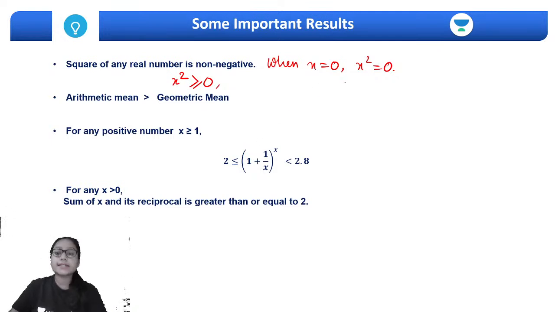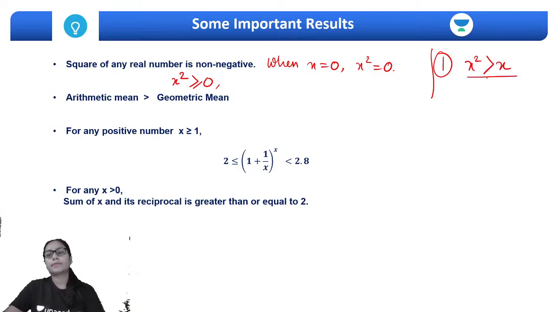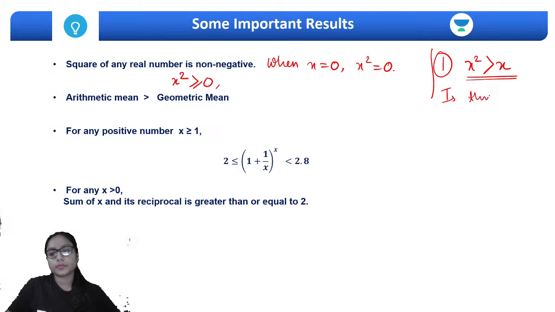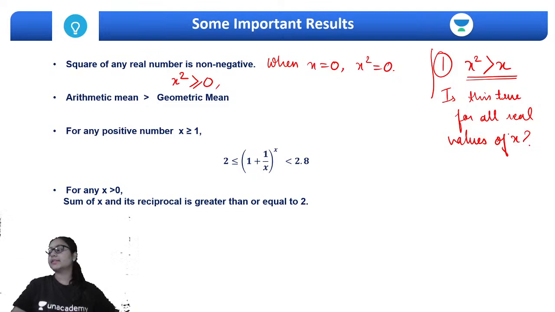Now is it true that, let me just take one inequality, x square is greater than x? Is this inequality true for all the real numbers? Just think and answer. Is this inequality true for all the real values of x?